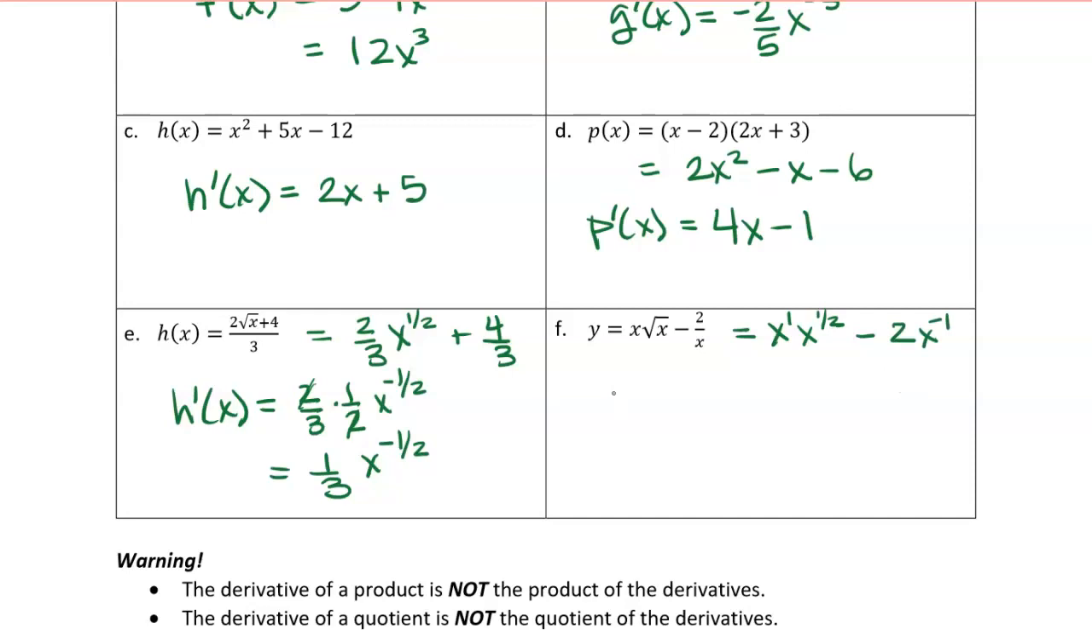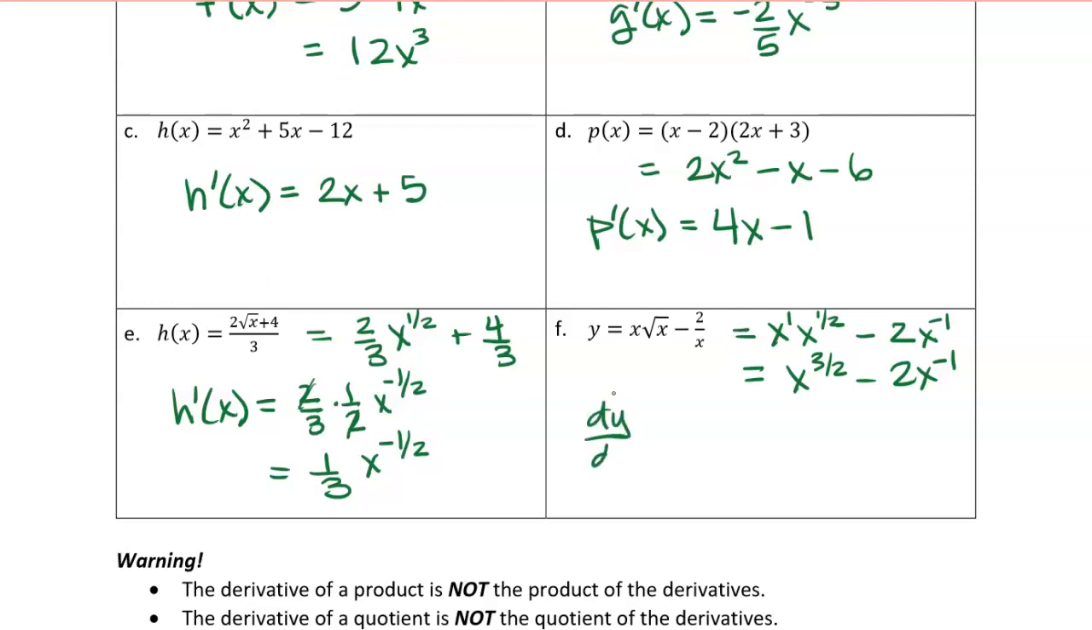But I need to combine this, right? So I can add the exponents, right? Because they have the same base. So I get x to the 3/2 minus 2x to the minus 1. Now that's just a rewrite of the original function. I have not taken the derivative yet. And so now I can find the derivative.